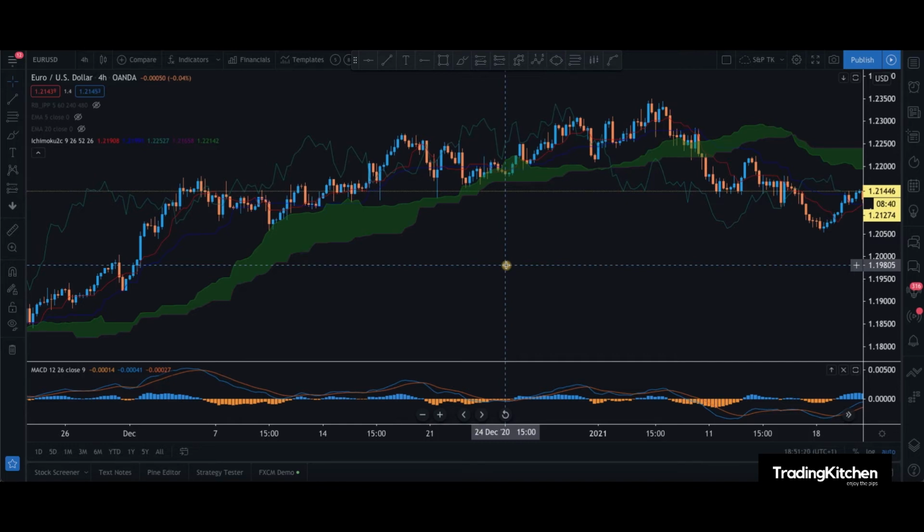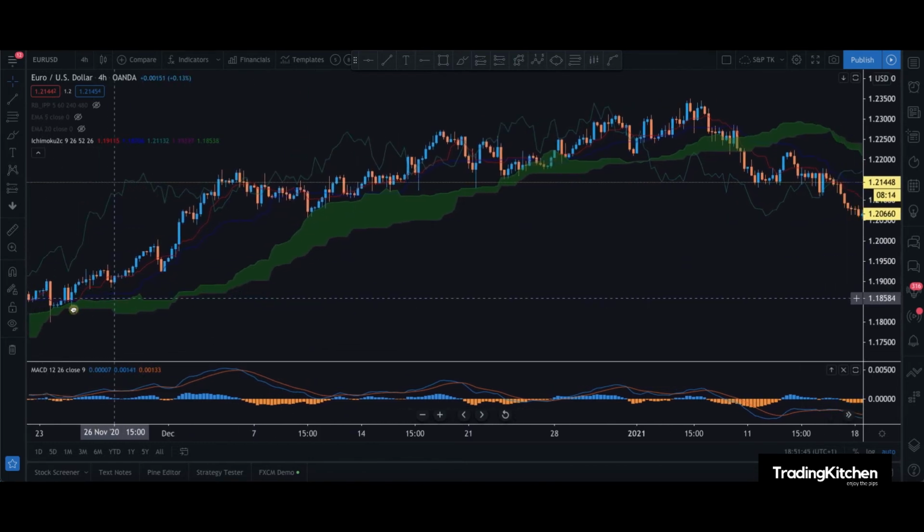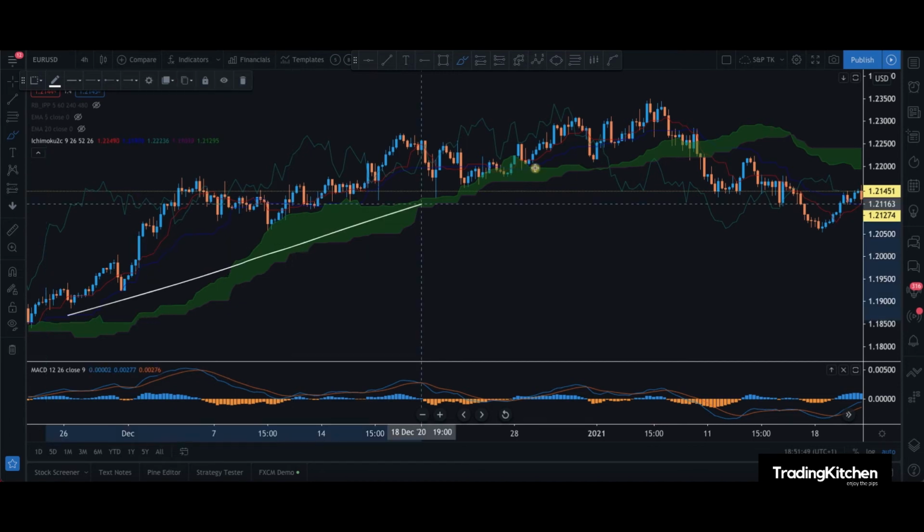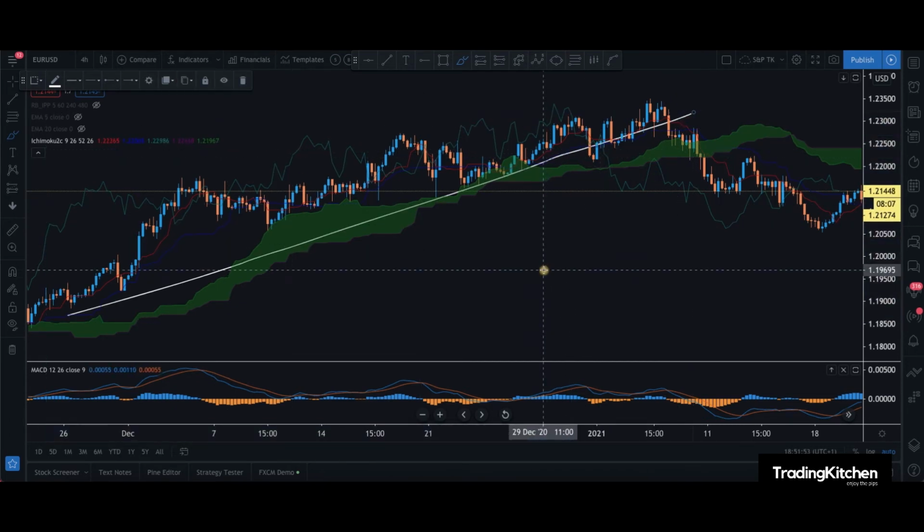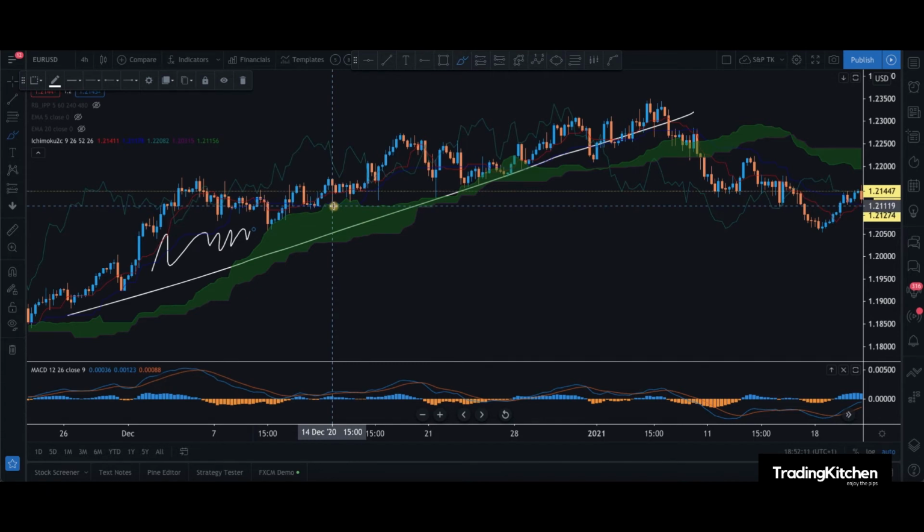Kumo, which is the original name of the cloud. First of all, Kumo represents a dynamic support and resistance level. So the longer the price stays above the cloud, the stronger the trend is. I repeat, the longer the price stays above the cloud, as in this case, the stronger the trend is.